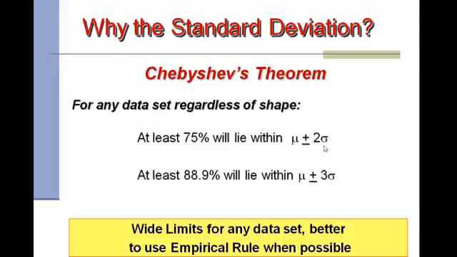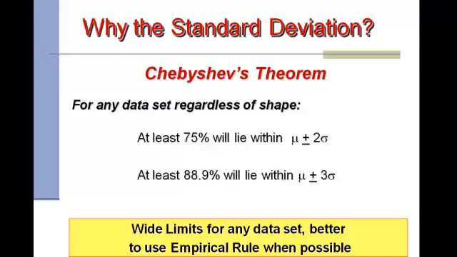This other letter is sigma. Sigma is a Greek letter, and that stands for the standard deviation of the population. So what Chebyshev's theorem helps us to know is, for any data set, if we have no idea how it's shaped, we know that 75% of all the observations will lie within the mean plus or minus 2 standard deviations. And what Chebyshev also tells us is that at least 88.9% of all observations will lie within the mean plus or minus 3 standard deviations.